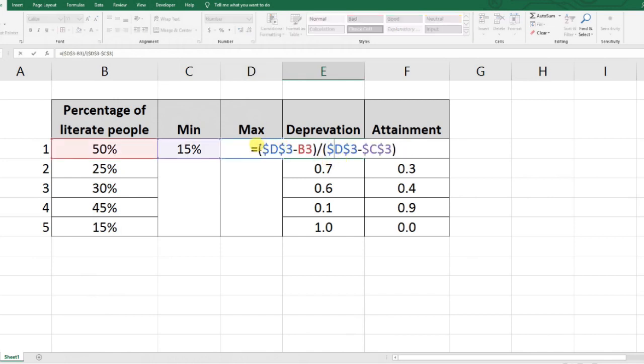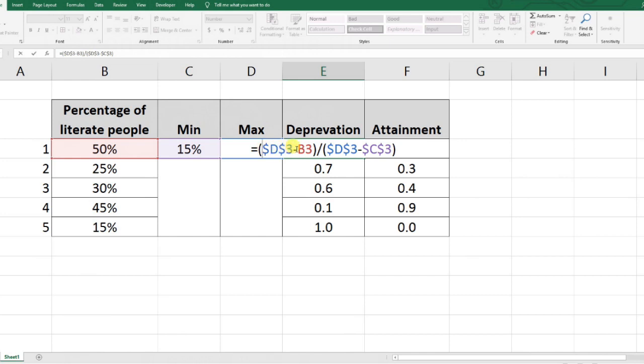I have put these dollar signs because I don't want to change these two numbers, because for each country these two numbers do not change. Minimum and maximum will always remain the same for all the calculations that I'm doing in this column right here. Okay, so I am putting everything in dollar signs so that if I change the rows, these rows will change, but these columns, these cells will not change, because I need to keep them the same for every calculation. So what this is doing is that D3 is maximum.